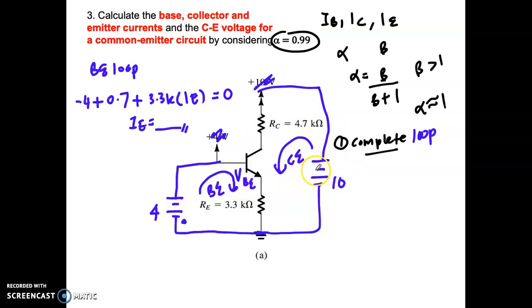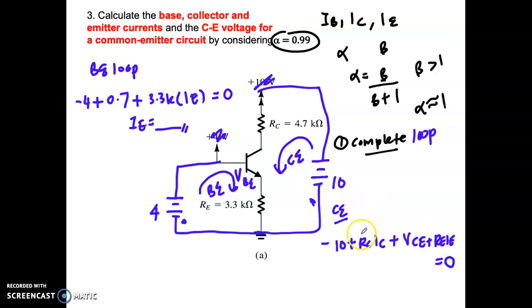You need to find at your CE loop. So what will be the equation at your CE loop is starting from here. You need to be counterclockwise. Here must be clockwise. So become minus 10 plus RCIC plus, here we have a voltage drop, VCE plus REIE equal to 0.